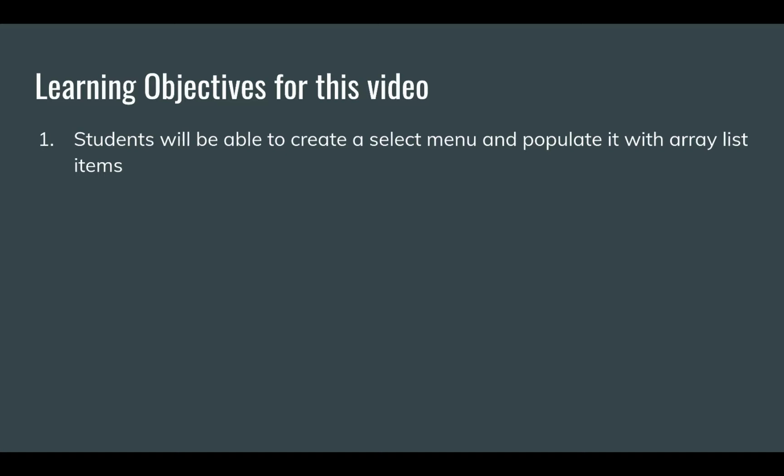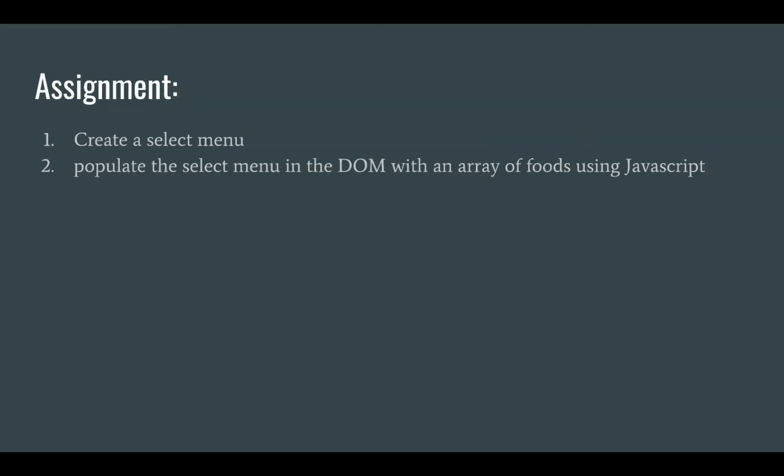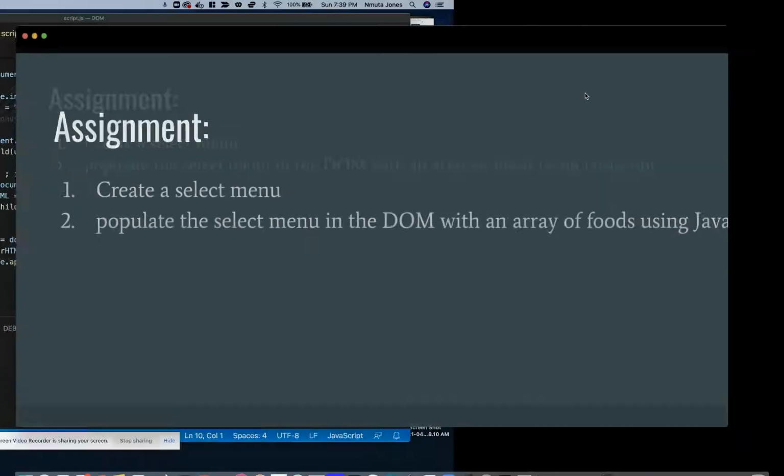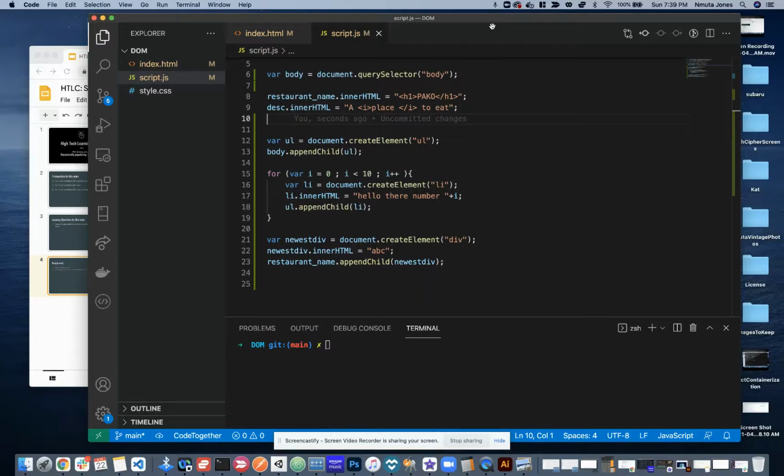Learning objectives for this video: you will be able to create a select menu and dynamically populate it with array list items. And that's what we want you to do for an assignment. We want to see you create a select menu and then populate it using iteration in a loop inside of JavaScript. Okay, so let's go ahead and get started.